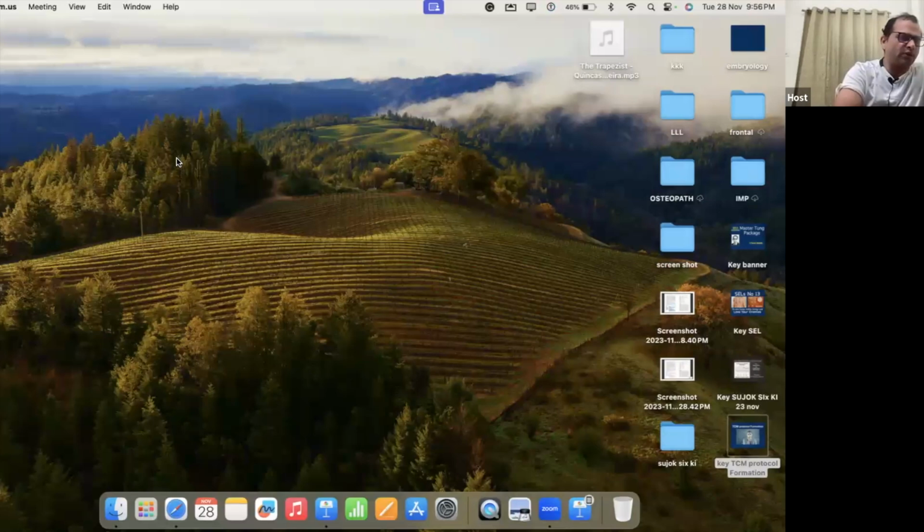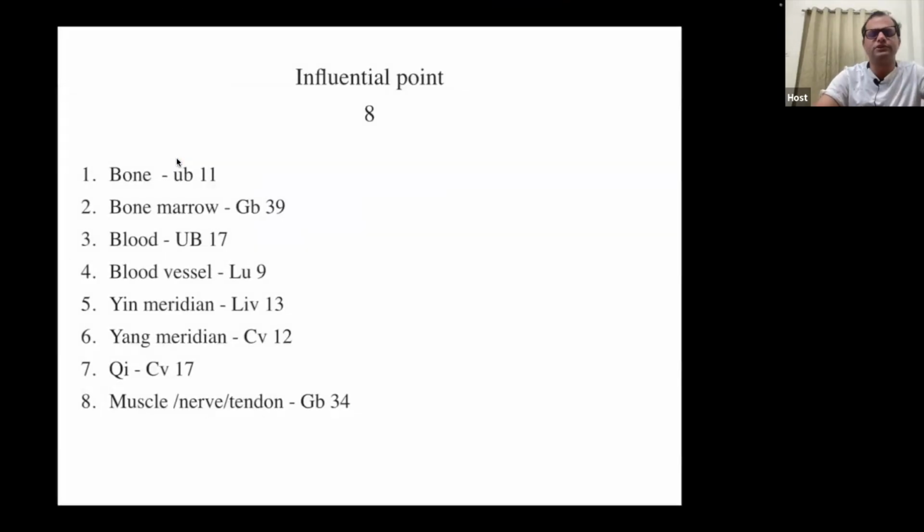Our body is very beautifully designed. In the body, how many bones we have? हमारे शरीर में कितनी हड्डियां हैं? 206. Right? So now in the body we have 8 points. हमारे शरीर में 8 ऐसे points हैं जिन्हें हम कहते हैं influential point. They are called influential points.